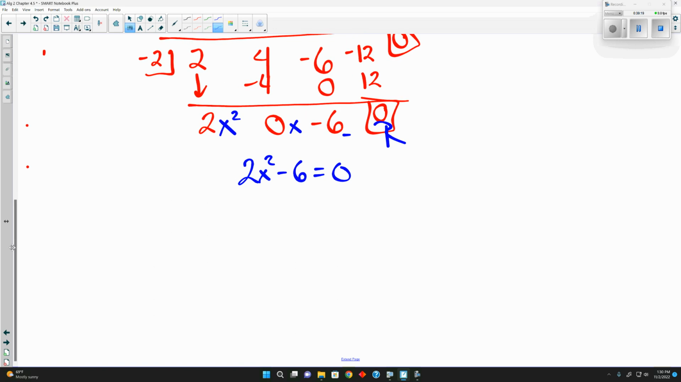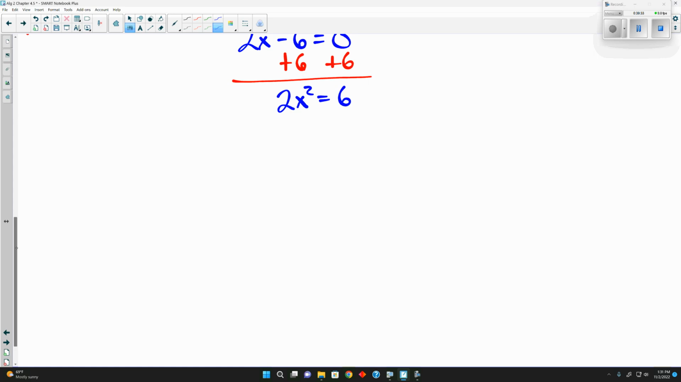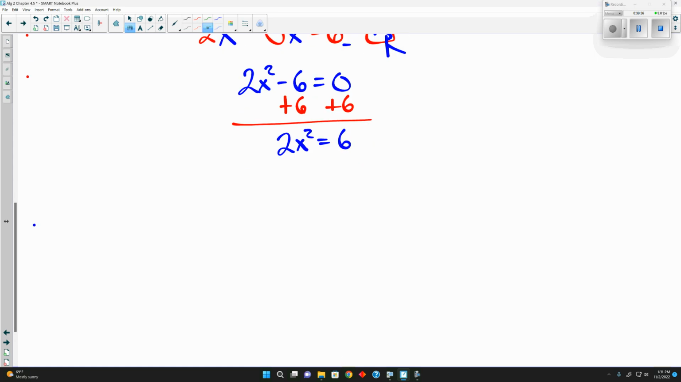But luckily, we don't have a middle term. So we can use the square root method. So I can add 6 to both sides, which will tell me that 2x squared is equal to 6. Then we can divide by 2, which tells me x squared is equal to 3. Then we will square root both sides, which tells me x is equal to plus or minus square root of 3.